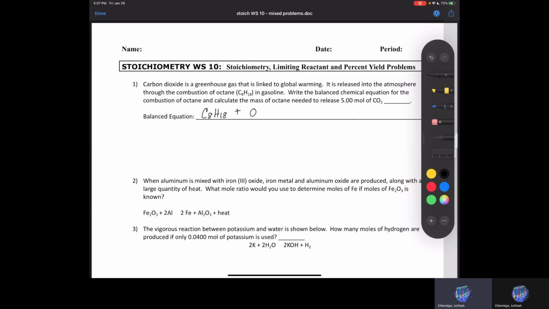So that's going to be oxygen with an O. And then, of course, you know that oxygen is part of the Magnificent Seven, so it does not exist by itself. And then it's going to yield carbon dioxide and water.